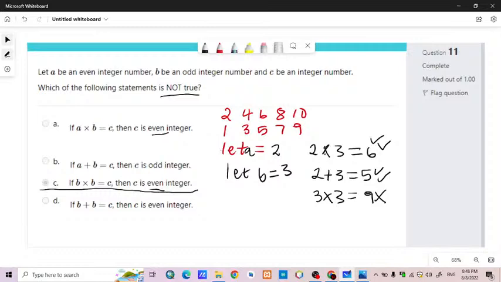We can even evaluate the last one too, just for educational purposes. If B plus B equals C, then C is an even integer. B plus B is 3 plus 3, which equals 6, and 6 is an even number. Therefore that one is also correct. So the only statement that is not correct in this case is this one.